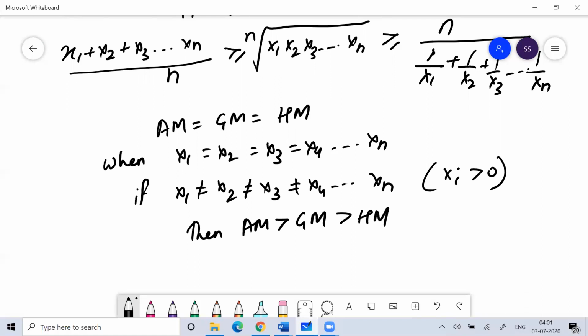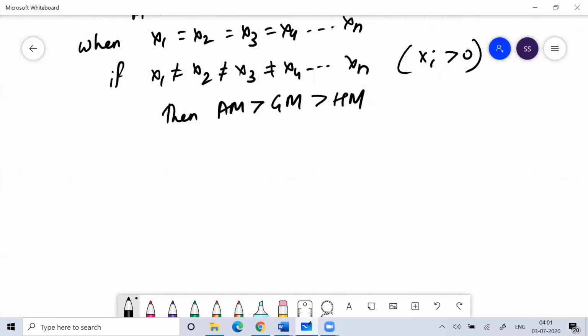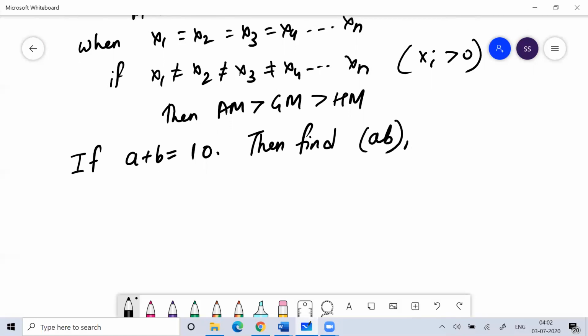Keep that concept in your mind, and imagine I ask you: if the sum of a plus b is 10, then find the maximum value of a into b.